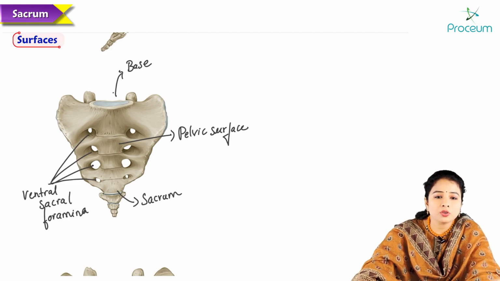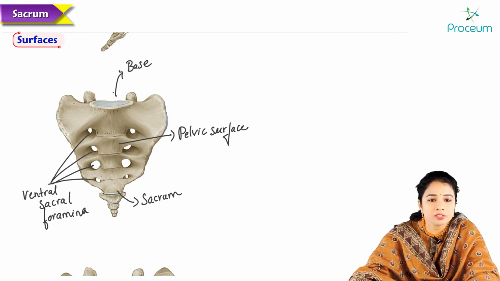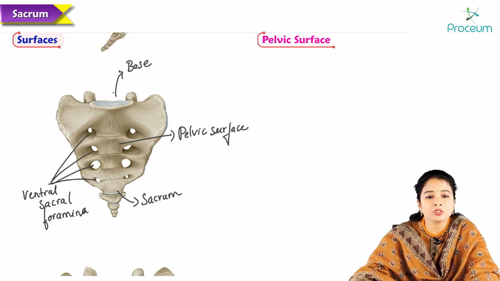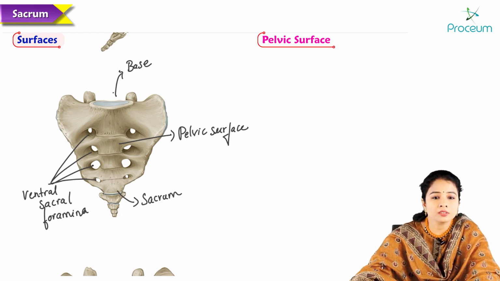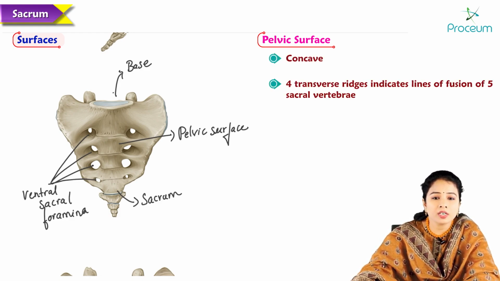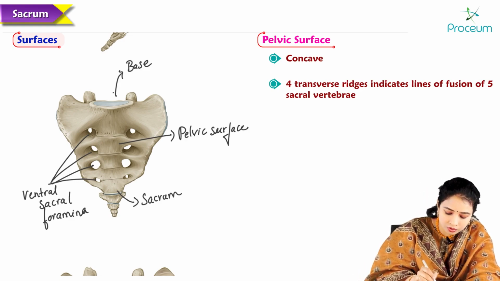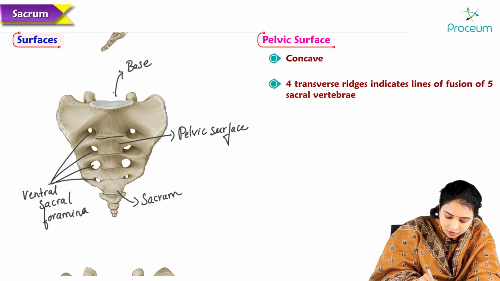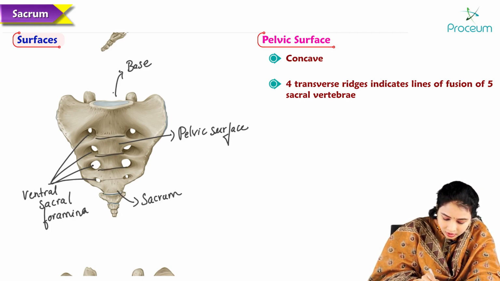Let's see the surfaces of the sacrum. So first we shall begin with the pelvic surface. The pelvic surface of the sacrum is concave, and the four transverse ridges indicate the lines of fusion of sacral vertebrae. So the five sacral vertebrae fuse at these four transverse ridges.